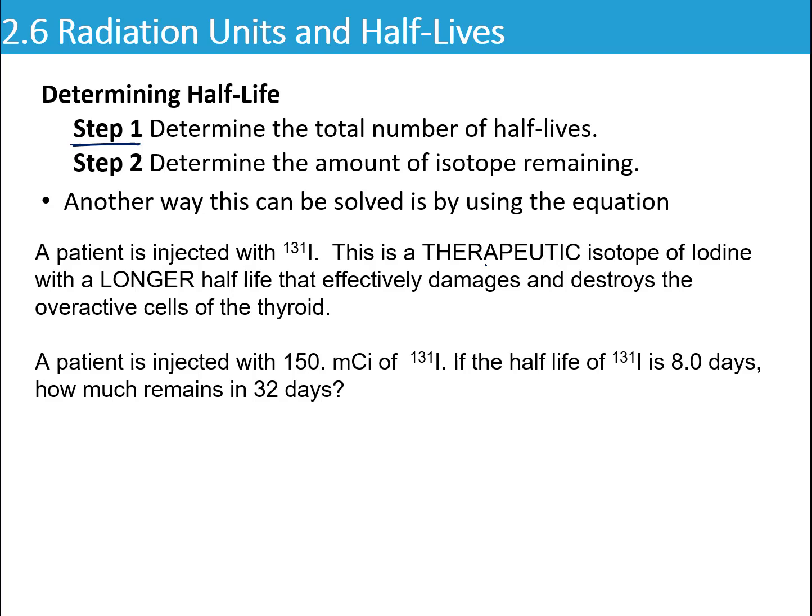So if a patient is injected with 150 millicuries of iodine-131 and the half-life is 8 days, how much remains in 32 days? So first step, how many half-lives is 32 days? 4. Right? So how did you figure that out? You took 32 days, that's the time period, and divide it by the length of time for the half-life.